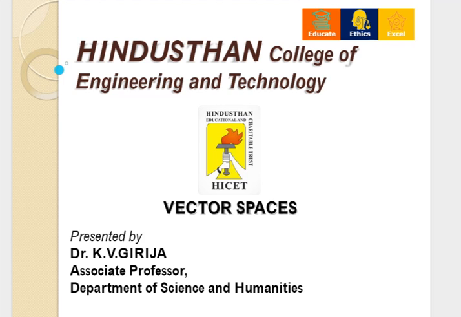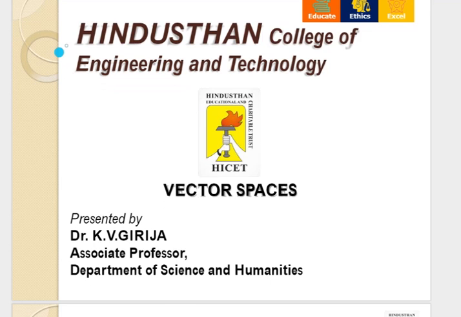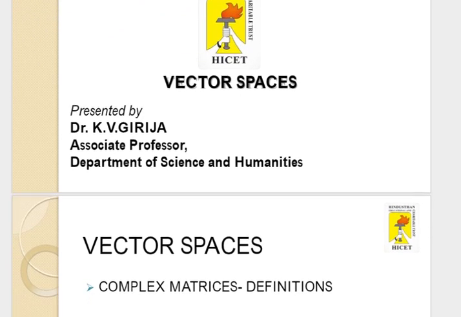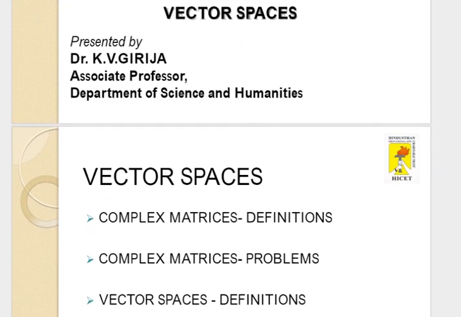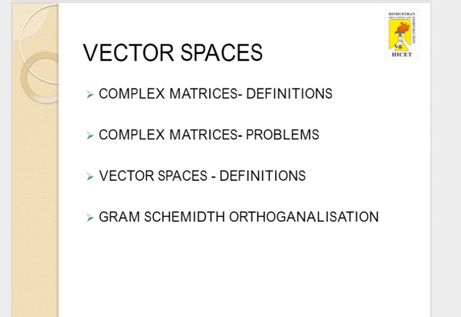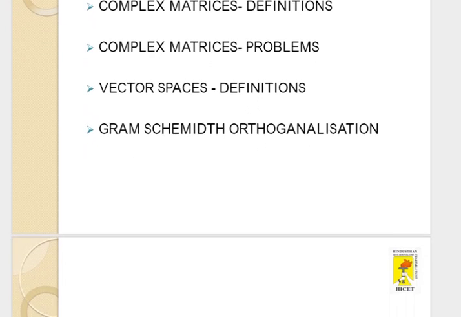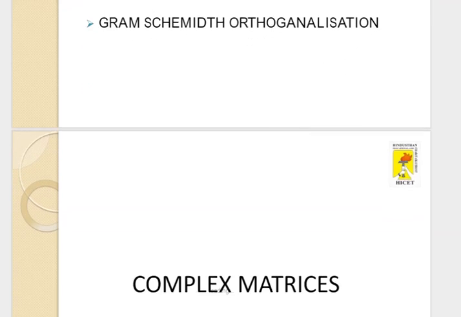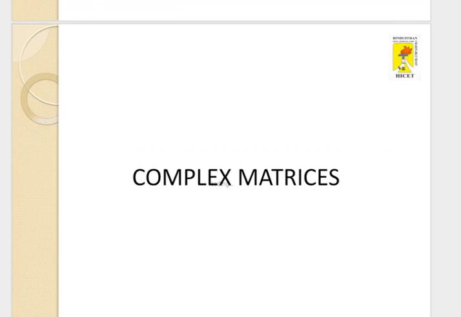In that, I'm going to present about complex matrices, vector inner product spaces, and Gram-Schmidt orthogonalization. The topics covered in vector spaces are complex matrices definitions, problems, vector spaces definitions, and Gram-Schmidt orthogonalization. Here, first topic is complex matrices.